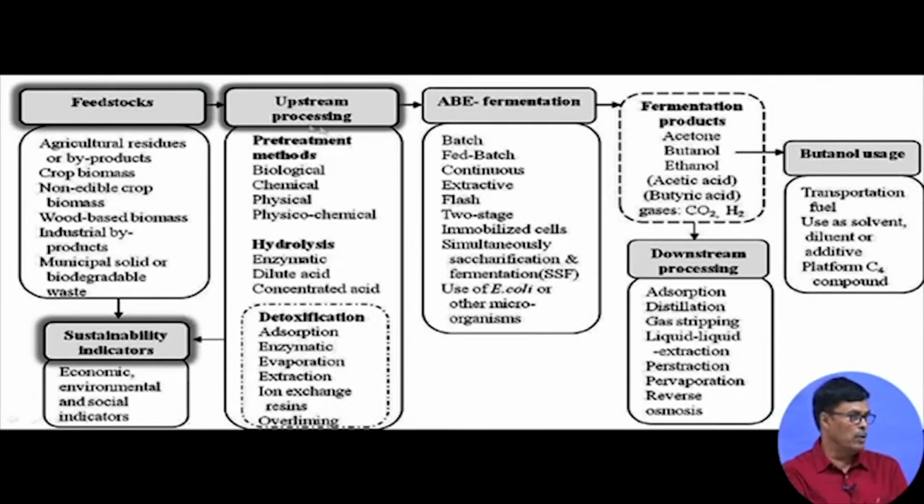We have feedstock, then upstream processing, then the acetone butanol fermentation process, then the fermentation products, and then we can see some butanol usage. Now, if you look at the feedstock, it is very interesting. It gives the different sources of raw materials: agriculture residue or byproducts of crop biomass, non-edible crop biomass, wood-based biomass, industrial byproducts, municipal solid or biodegradable waste. Then we have the sustainability indicators: economic, environmental and social indicators.